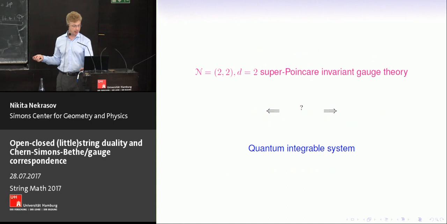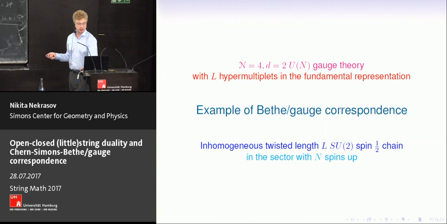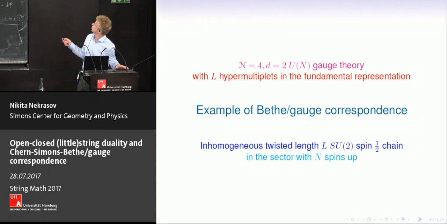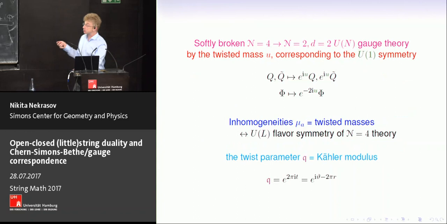So the example of such correspondence is, since the textbook example of an integrable system is a spin chain, what's the corresponding gauge theory? It turns out to be the two-dimensional N=4 U(N) gauge theory with L hypermultiplets in the fundamental representation, which is softly broken down to N=2 by a twisted mass, which corresponds to a specific U(1) symmetry. It's the same U(1) symmetry which I mentioned in the ALE case.